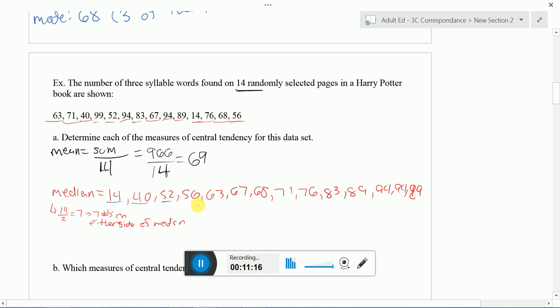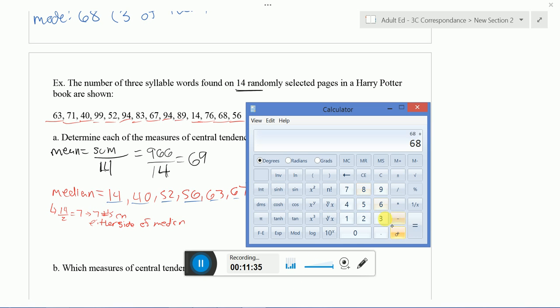So 1, 2, 3, 4, 5, 6, 7, 1, 2, 3, 4, 5, 6, 7. Now that means the median is right between 68 and 71. So to find the median, we add those together, 68 plus 71, and divide by 2.